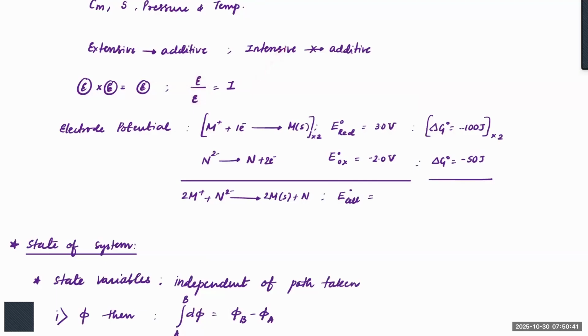Now, electrode potential is one such case where you know that they are intensive in nature. They are not extensive in nature. So we directly cannot add the electrode potentials. We usually add their delta G values, which means energies.